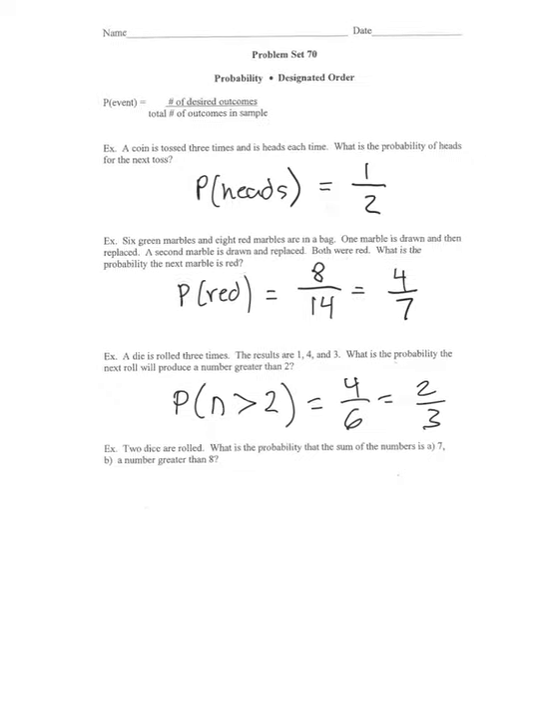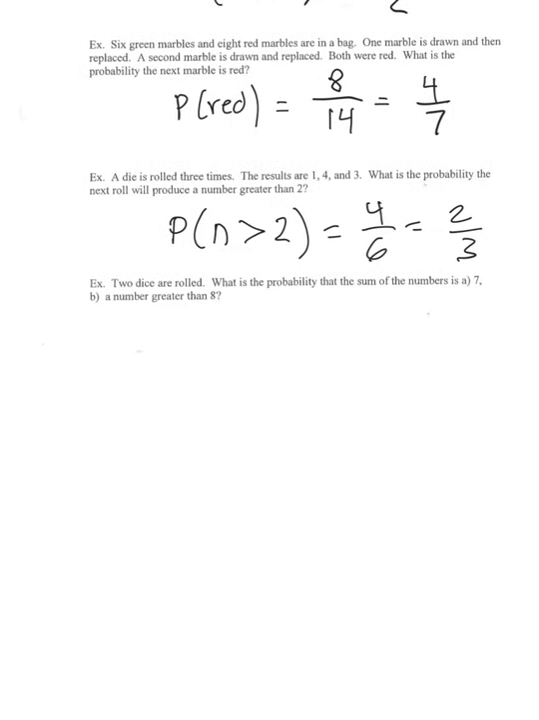All right, so let's take a look at this one, which adds a little bit of complication to it, but it's the same kind of idea. We have 2 dice rolled, and the question is, what's the probability that the sum of the numbers is 7, or a number greater than 8? So there's actually 2 probabilities: the probability of a sum of 7 and the probability of the sum being greater than 8.